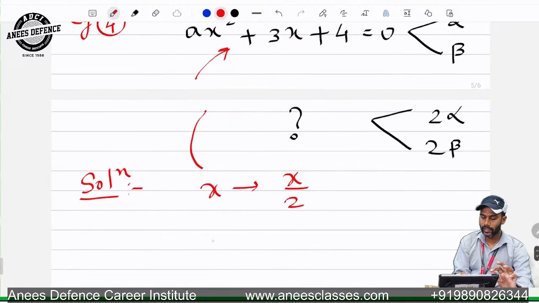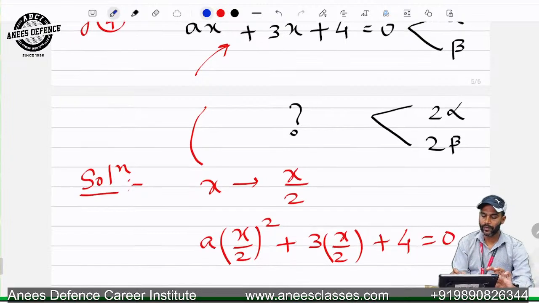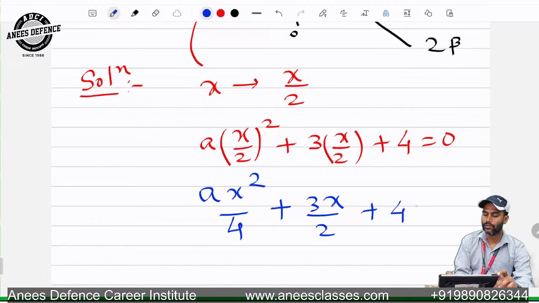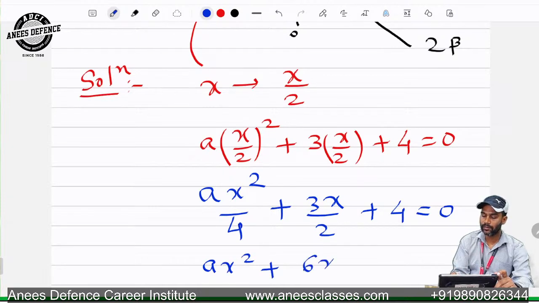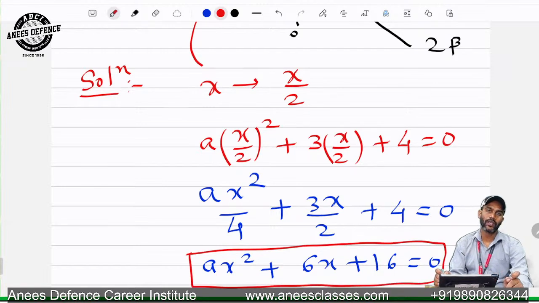Yes, very good. So what will we get? A times x by 2 whole square plus 3 times x by 2 plus 4 equals 0. Now what will we get? Very easy. Ax square by 4 plus 3x by 2 plus 4 equals 0. Now let us multiply the whole equation by 4. What will we get? Ax square plus 6x plus 16 equals 0. Very good. So that is the required equation. I hope it is clear.